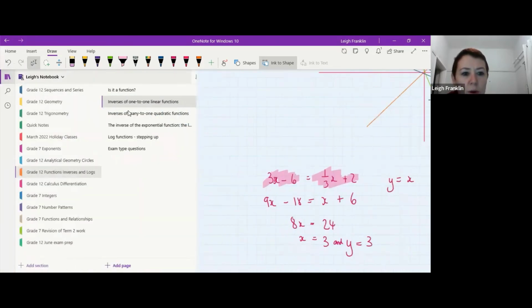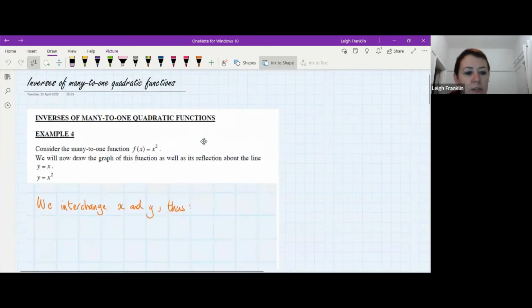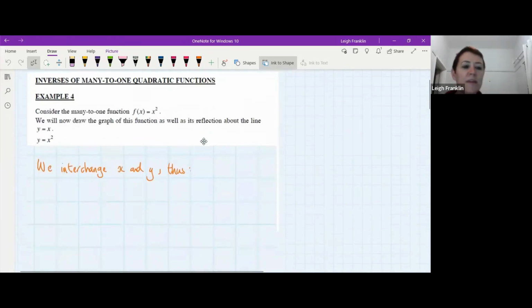No questions. All right, cool. So the inverse of many to one quadratic functions. Now let's consider the many to one function f of x equals x squared.